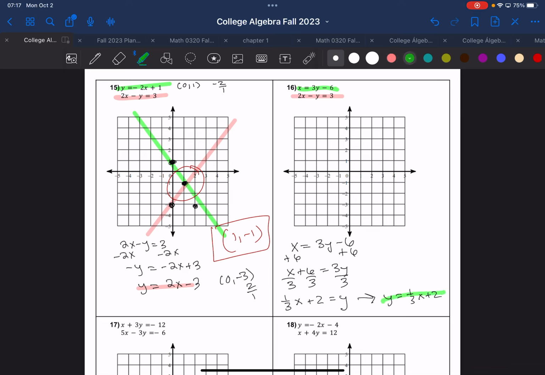From here, I know that my y-intercept is what point? Nope, we're looking at the new one that I highlighted. 0, 2, yep. And then my slope of 1/3 is telling me to go up 1, right 3. Or I can go down 1, left 3. So that's my first one.